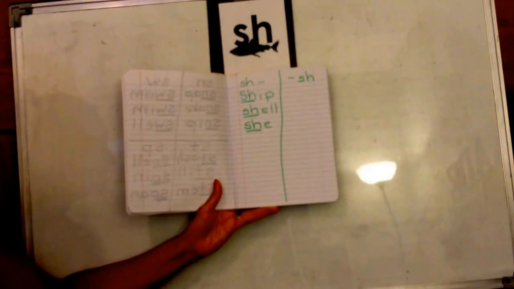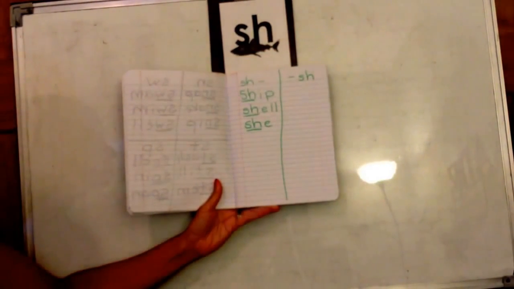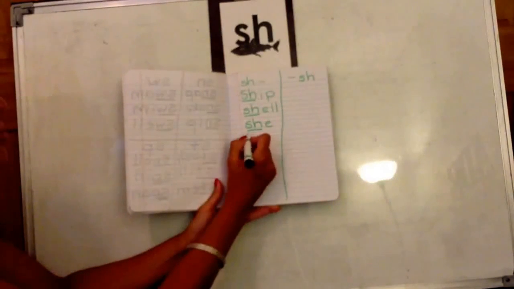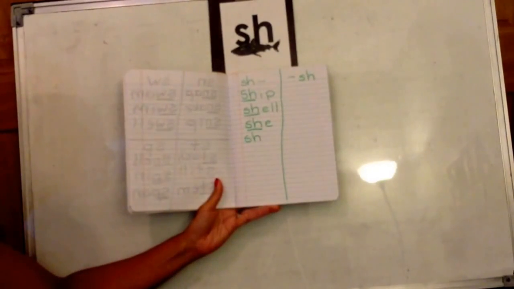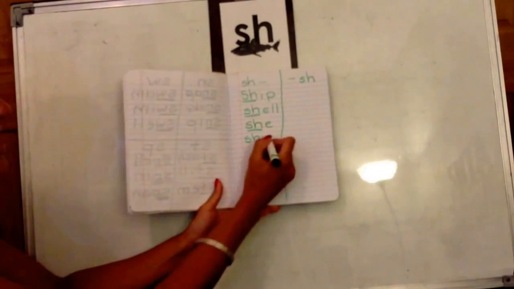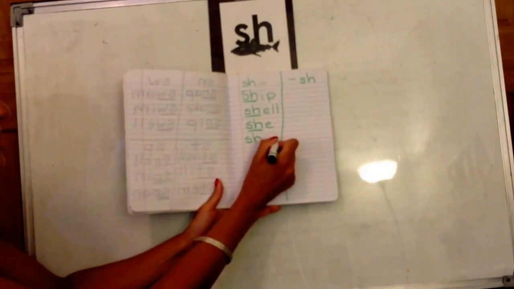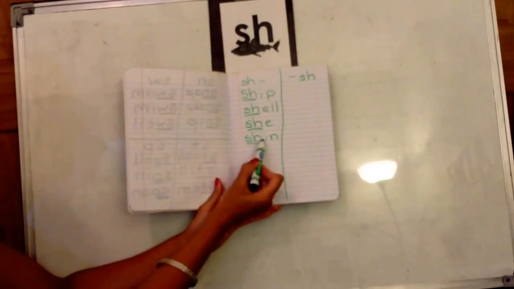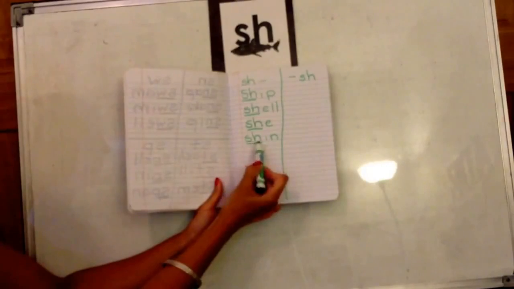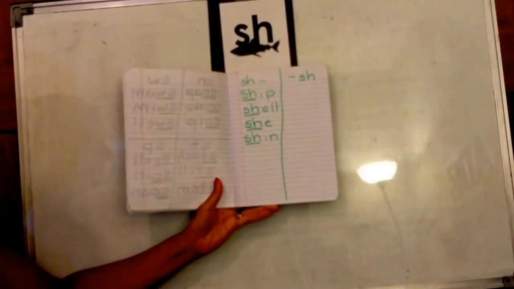Another word that has SH in it is the word shin. And I'm saying my word slowly because that's something that writers do, and I hear sh first, so I'm going to write SH, and then I hear N, I-N, shin, and I'm going to underline SH. So please do that in your word study notebook. Write S-H-I-N and underline S-H. Shin.